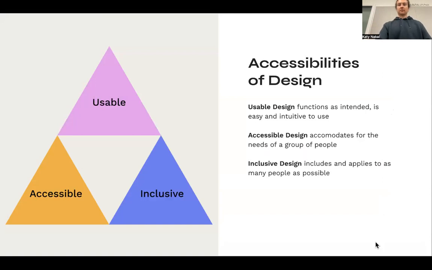And so this brings us to our accessibilities of design. We have usable design, where usable design functions as intended and is easy and intuitive to use. Accessible design accommodates for the needs of a group of people, and inclusive design includes and applies to as many people as possible.